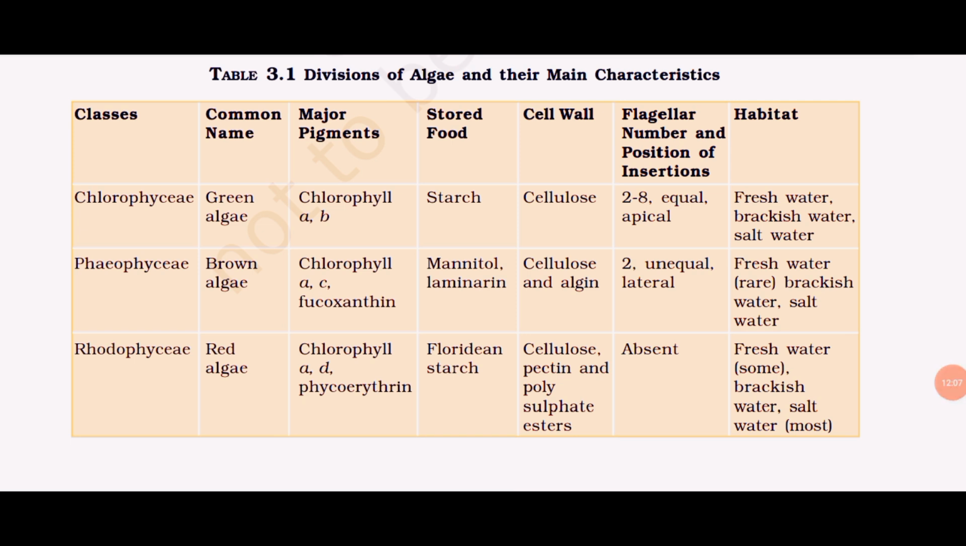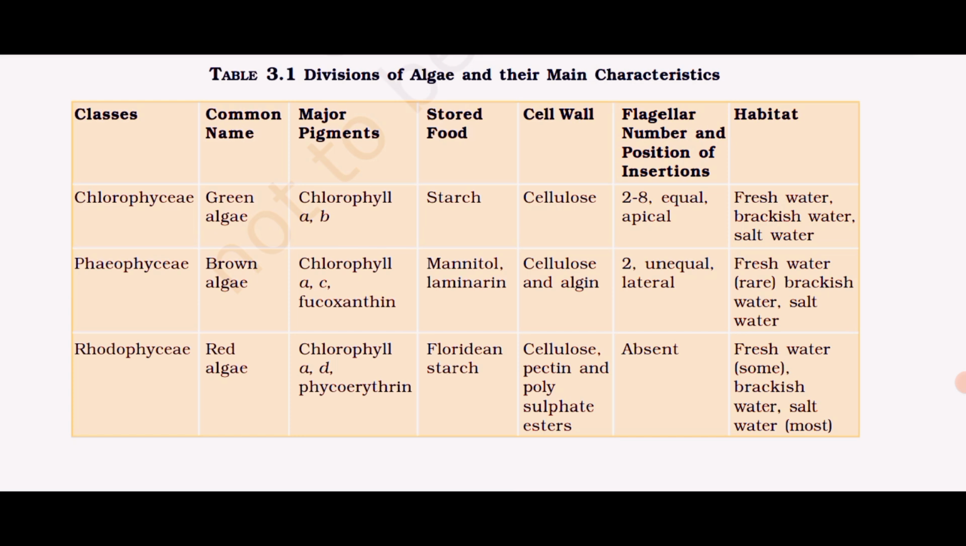Table 3.1 Division of algae and their main characteristics. Class Chlorophyceae, common name green algae, major pigments chlorophyll a, b, stored food starch, cell wall cellulose, flagellar number and position of insertion 2 to 8, equal, apical. Habitat freshwater, brackish water, salt water.